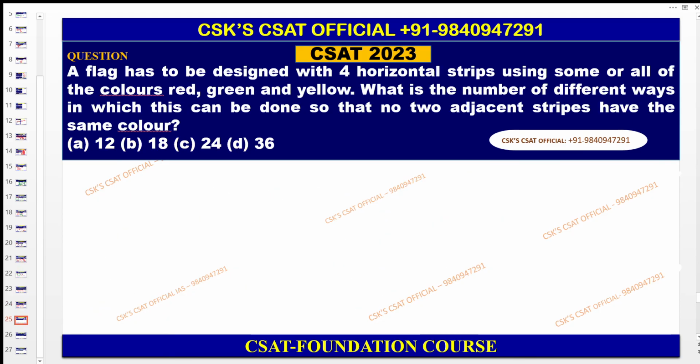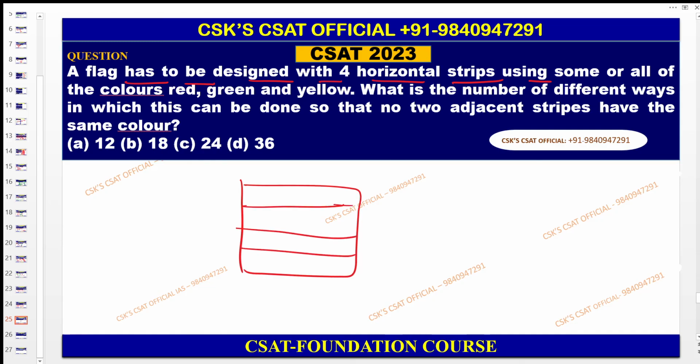Next, here we have done it now on that wooden box. Okay, getting the price. Same kind of question here. The flag has to be designed with 4 horizontal strips, using some or all of the colors red, green and yellow. What is the number of different ways in which this can be done so that no adjacent strips have the same color? So now try to understand.